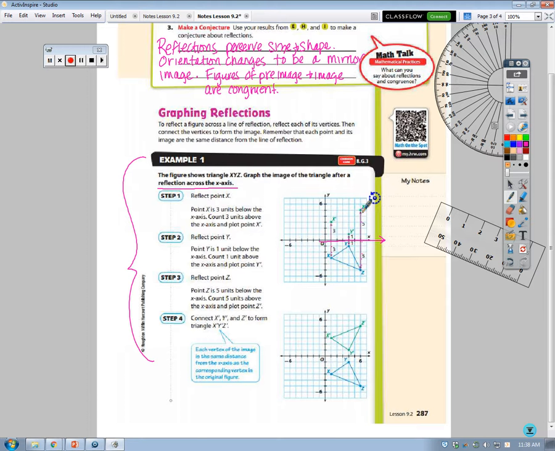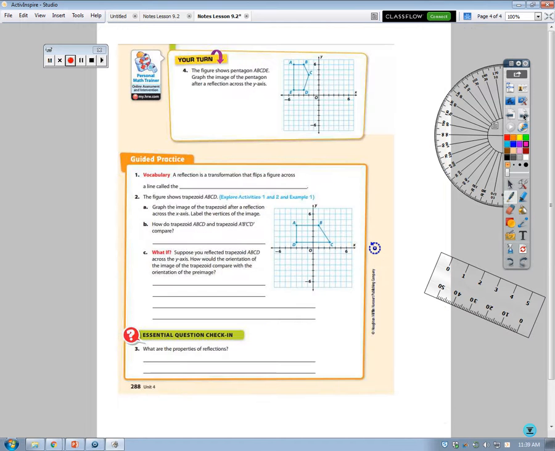So once you do that, then you're going to connect your points, X prime, Y prime, Z prime. Remember, make sure that you're using that prime notation. And double check and make sure that each vertex is the same distance from pre-image to image across that line of reflection. So what I want you to do, last thing you've got here, is do this your turn on your own. We'll check it in class together.